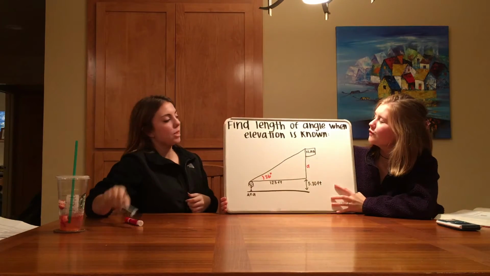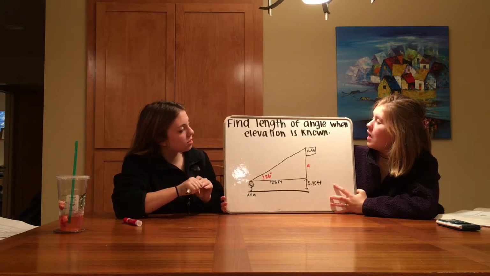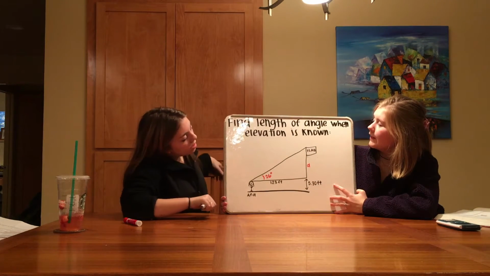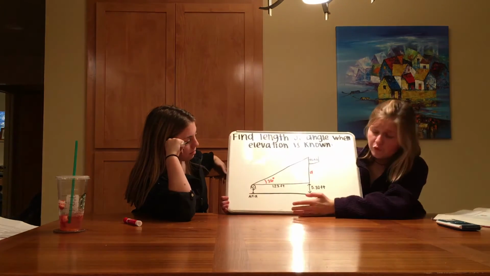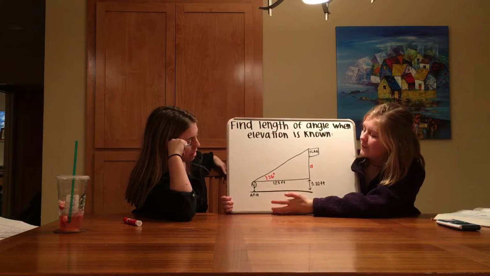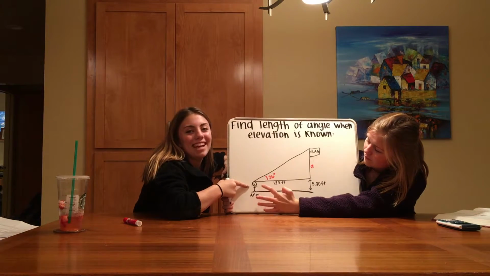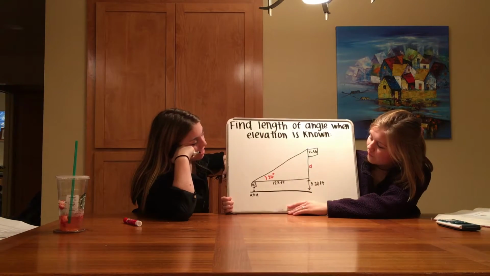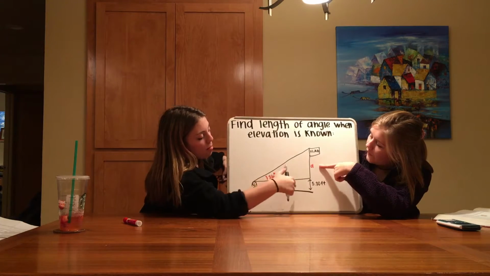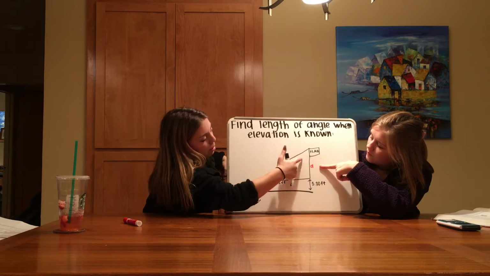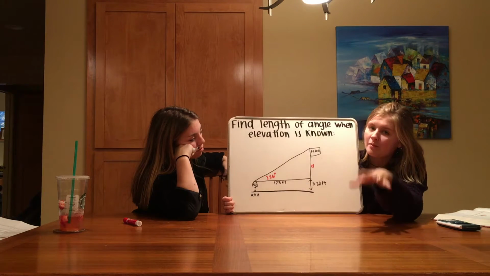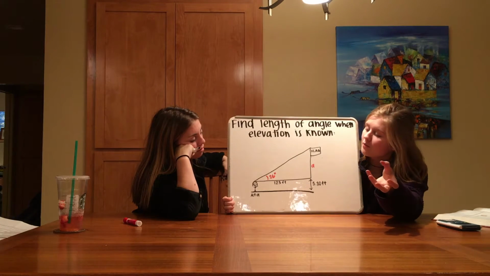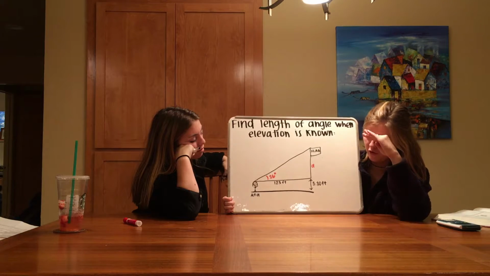This segment is called Find the Length of an Angle when elevation is known. We drew out a little fun picture for you guys. This is Anna, star guest Anna, and we're trying to figure out how far above her head the flagpole is. We do it from her head because it's her eyesight, so we want the angle to be as accurate as possible, which means it's coming from where her eyes are looking.